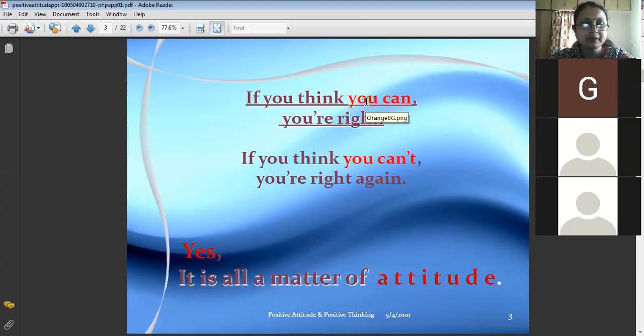If you remember, the famous book that I keep on quoting in my class is by Shiv Khera. And what is the title of that book?